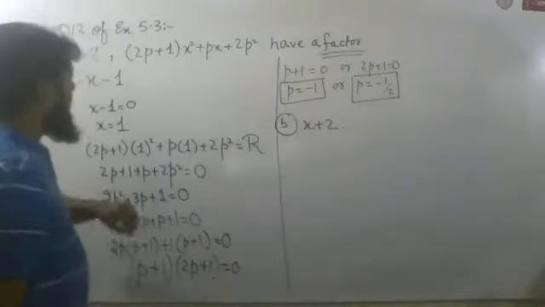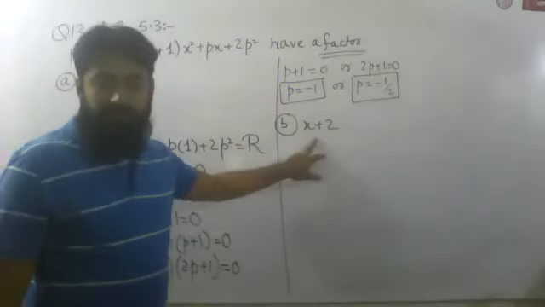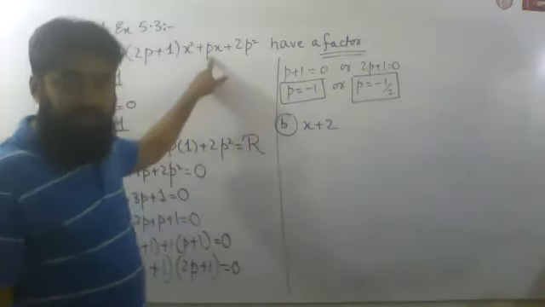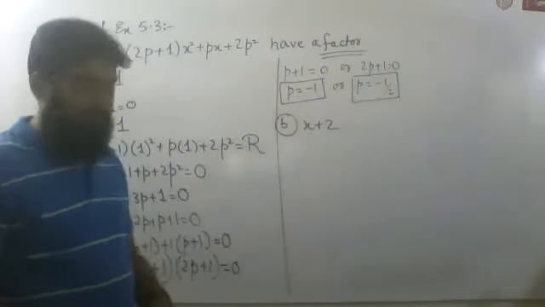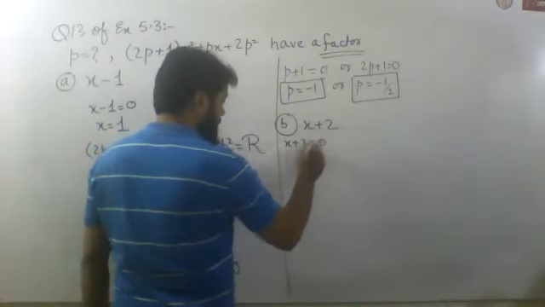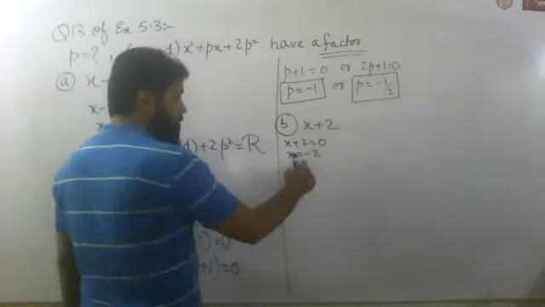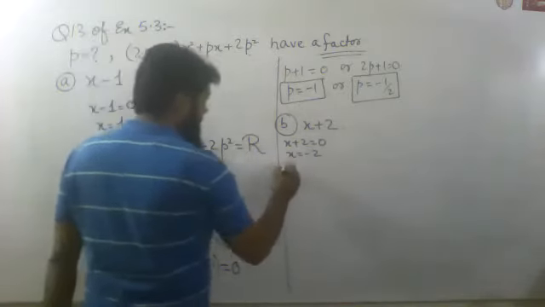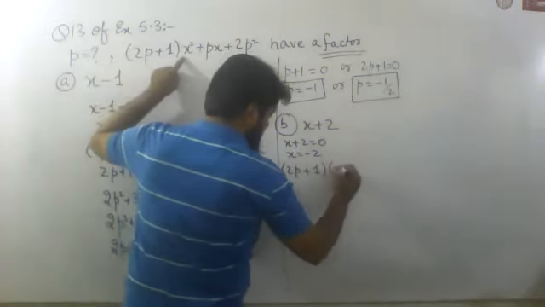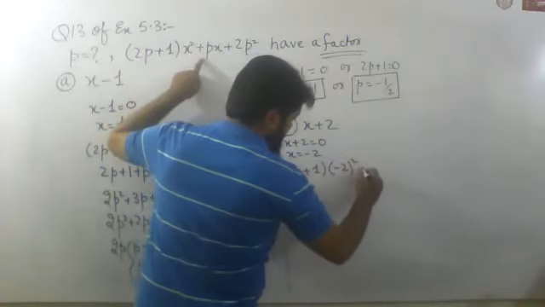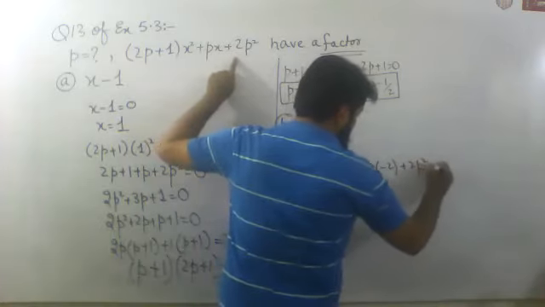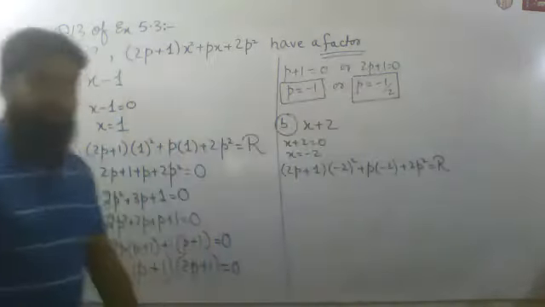So now they are giving us a new factor, that is x plus 2. They are saying find the value of p for which x plus 2 is the factor of this given expression. Okay. So I am going to repeat the same thing. x plus 2 equals to 0, which means x will be coming equals to -2. Plotting it over here, 2p plus 1, minus 2 whole square plus p, minus 2 plus 2p square equals to remainder.